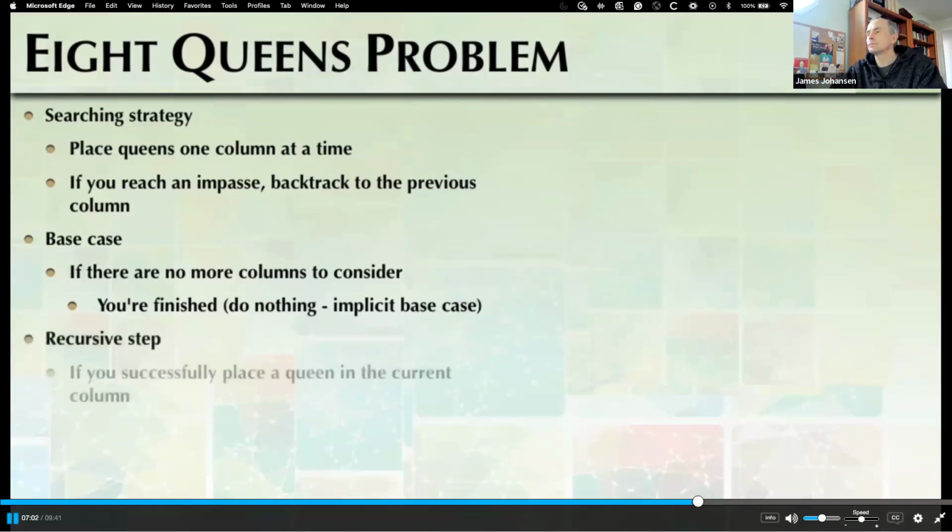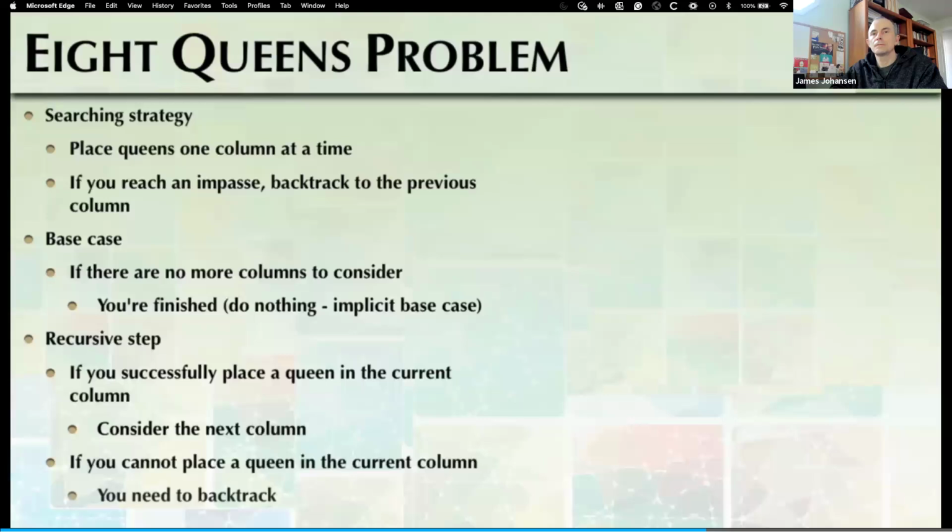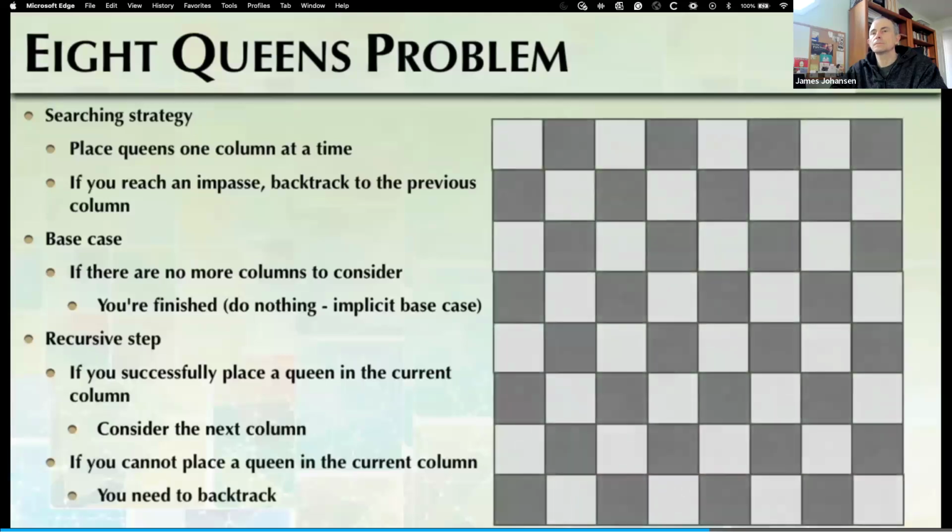The recursive step is going to be if we successfully place a queen in the current column, we're going to recursively look at the next column. If we can't place a queen in our current column, we're going to need to backtrack. So let's see what this looks like.